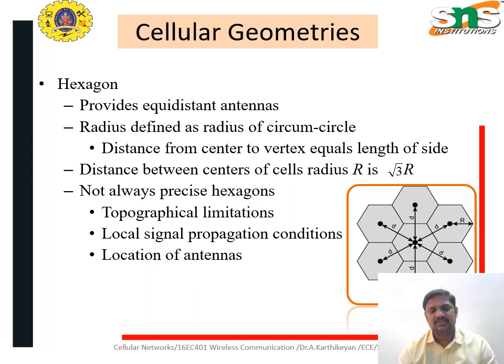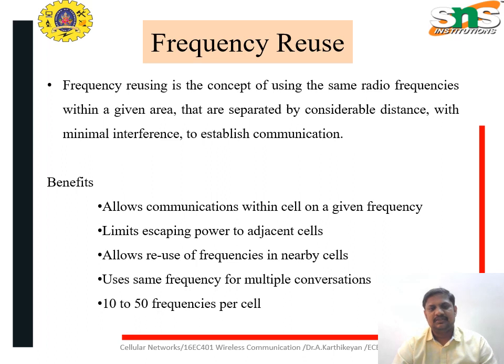Topographical limits, local signal propagation conditions, and the location of antennas are very important parameters in the cellular geometry concepts. And frequency reuse is also used in this concept. The same frequencies are used with a given antenna, or separated by a considerable distance with minimal interference, to establish the communication.